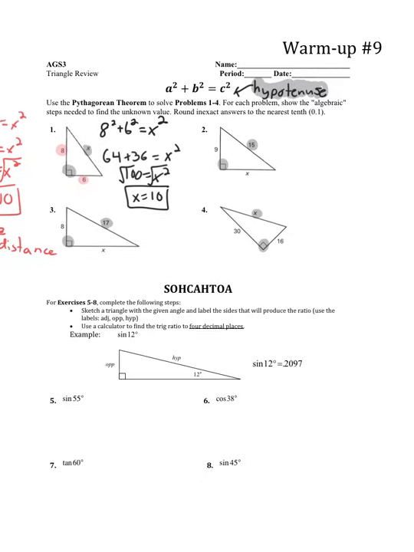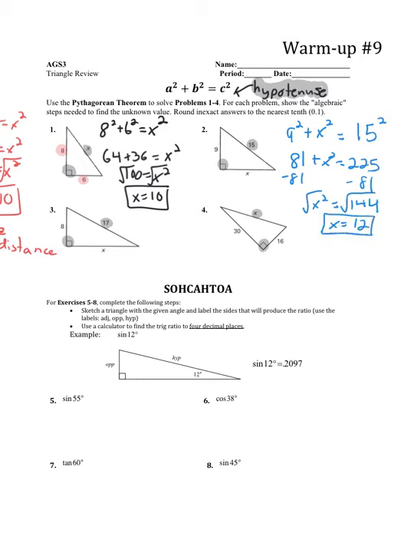All right, so for something like problem 2, I get 9 squared plus x squared equals 15 squared. This time, the 15 has to be on the opposite side of the equation because that's the hypotenuse of the triangle. I'm going to get 81 plus x squared equals 225. I subtract 81 from both sides, and I'm going to get x squared equals 144. And then I can square root both sides. And I'm just going to end up with x equals 12 for problem 2.